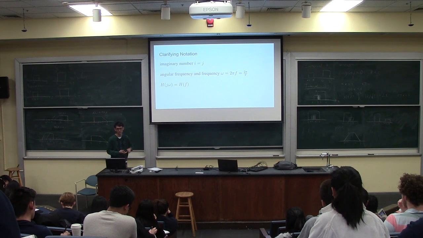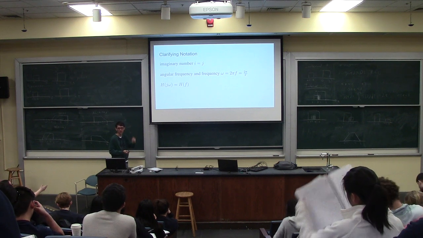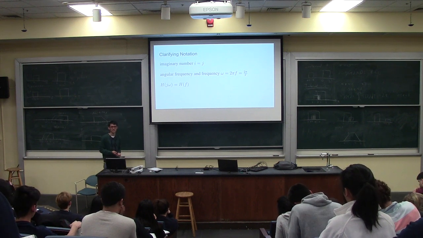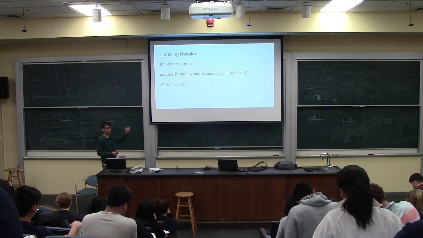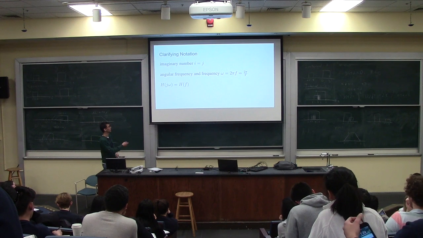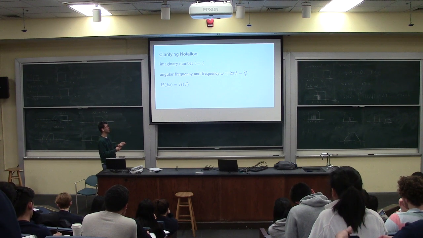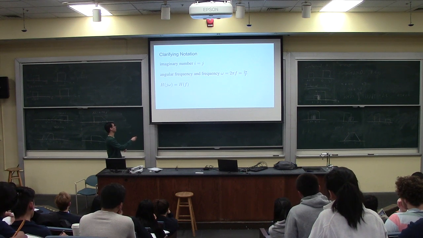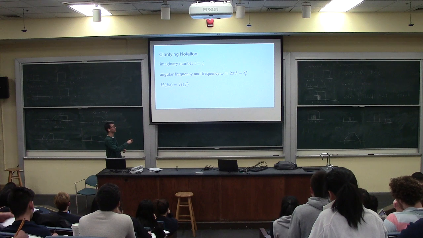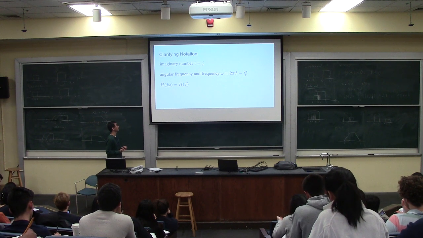This slide is just to clarify notation we're going to be using. One is that i is the same as j. They're both imaginary numbers, just a different way of writing it. And angular frequency is different from regular frequency. Angular frequency is 2 pi f, whereas frequency is just f. And because f is 1 over the period, you can have that omega is also 2 pi over the period. And finally, this is the same thing when you're writing the frequency response. H of j omega is the same thing as H of f.